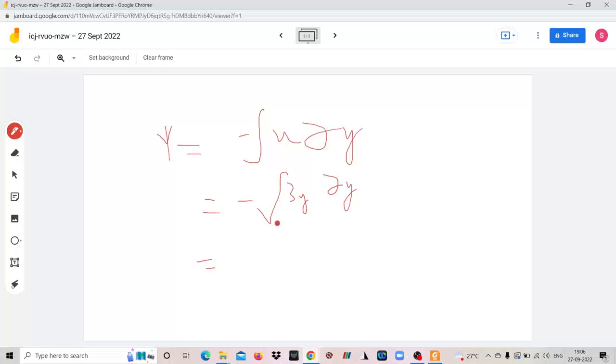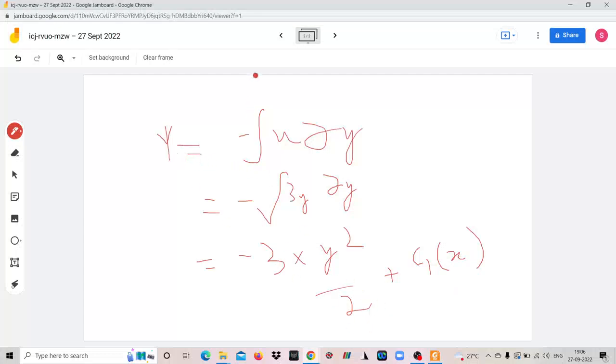So what will be the value of this? The integration of this will be minus 3y square by 2 plus some constant of integration, say I am calling it c1. Now since this is integration only with respect to y, any function of x is also a constant. You can check it.